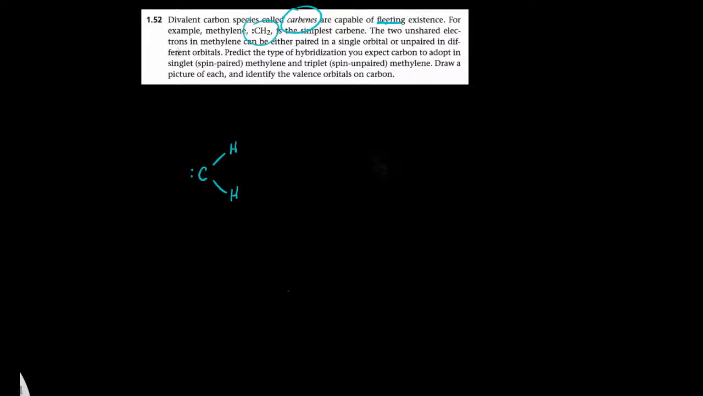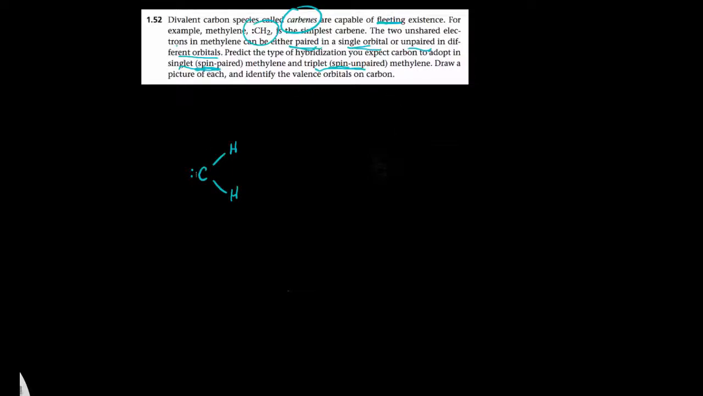So this is called methylene, and the question is, the two unshared electrons can either be paired in a single orbital or unpaired in different orbitals. So predict the type of hybridization you expect carbon to adopt in singlet, that means spin paired methylene, or triplet, spin unpaired methylene. Let's draw a picture of each and identify the valence orbitals on carbon.